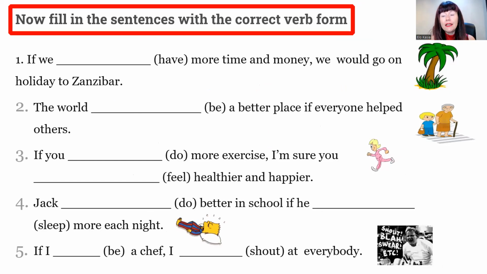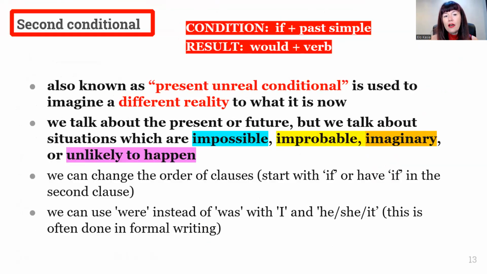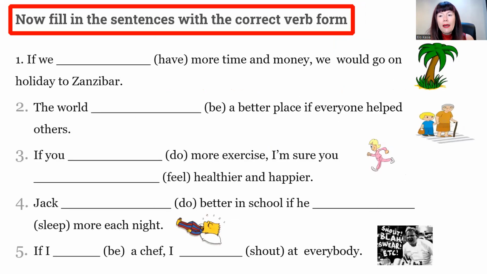Now let us have a little bit of practice. And well, we have 5 sentences here, okay? So remember, one more time, we have past if with past simple, and then would plus verb. And I'll show you a variety of different situations in which second conditional can be used.